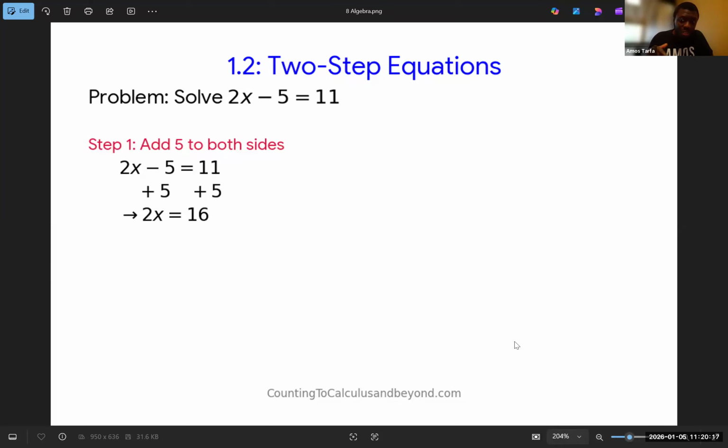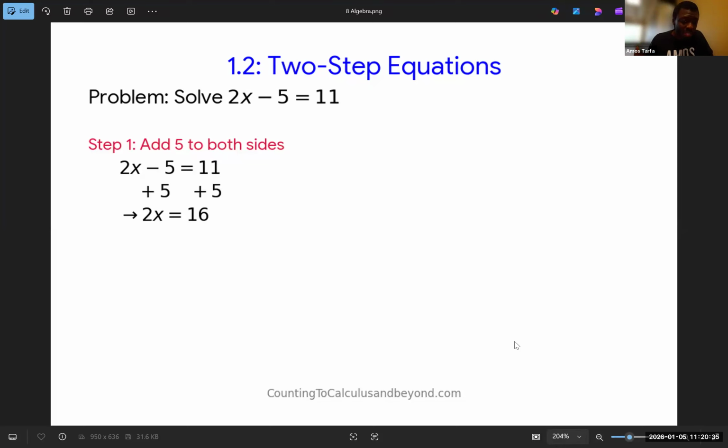PEMDAS is how you've learned to deal with evaluating expressions. When you're solving equations, you actually do SADMAP, we call it, the opposite. So that is something to keep in mind for dealing with two-step equations and multi-step equations. We've moved that 5 over to the right side. 2x is equal to 16.